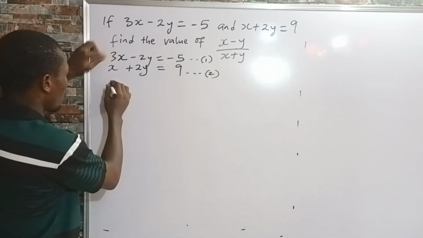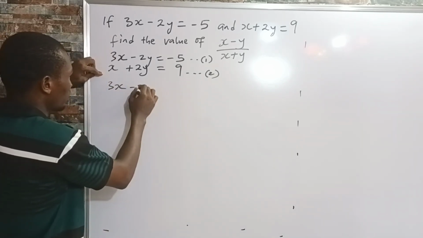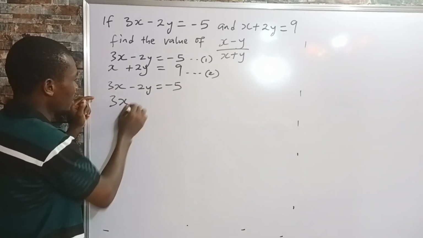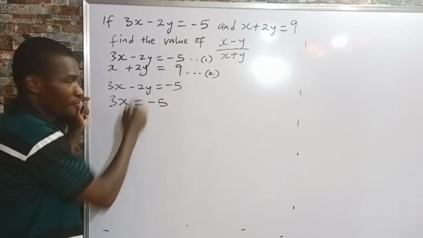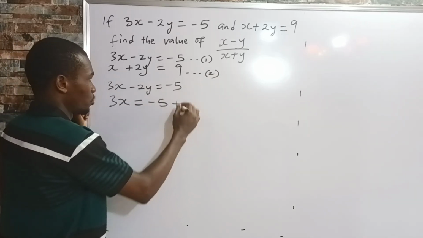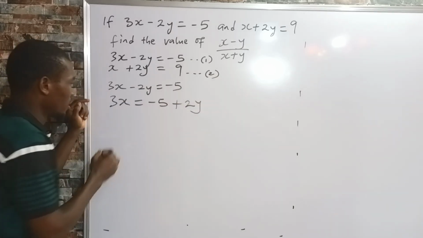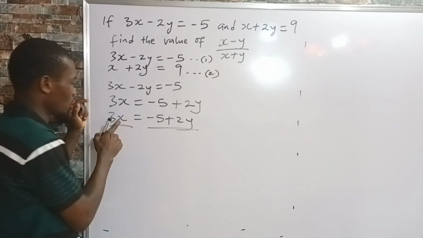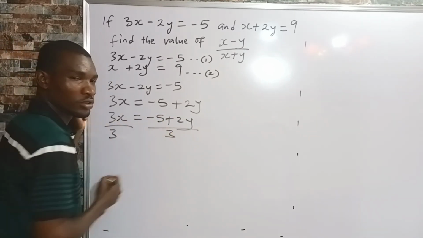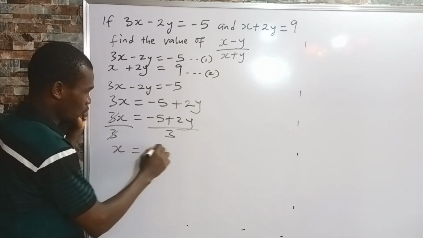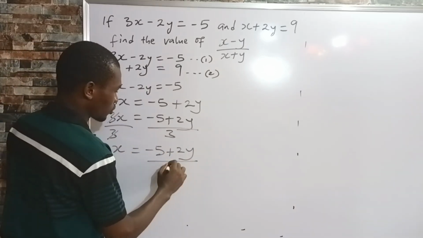Let's begin from equation 1. Equation 1 says 3x minus 2y is equal to negative 5. If I make x the subject, I have 3x is equal to negative 5. If I add 2y to both sides of the equation, the right hand side will be plus 2y. Then I divide both sides by the coefficient of x, which is 3. 3 will cancel out 3, and we are left with x equal to (negative 5 plus 2y) all over 3.